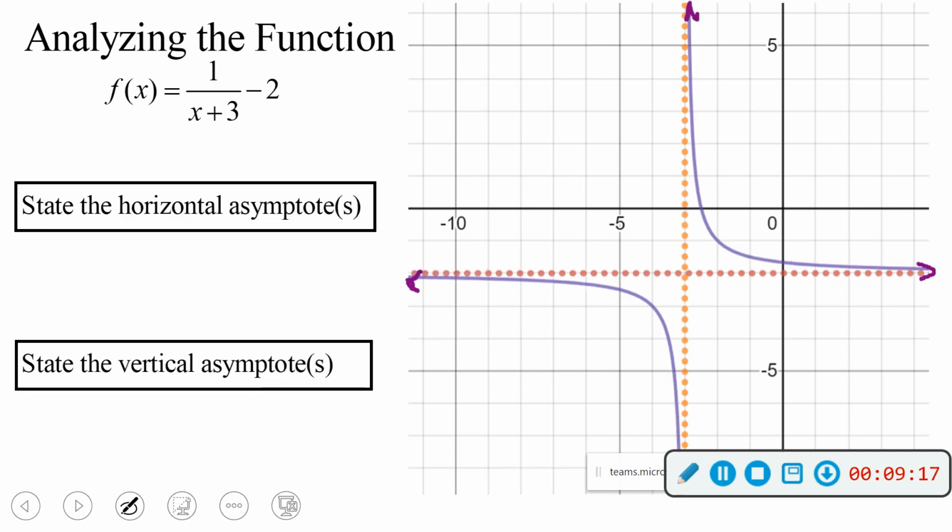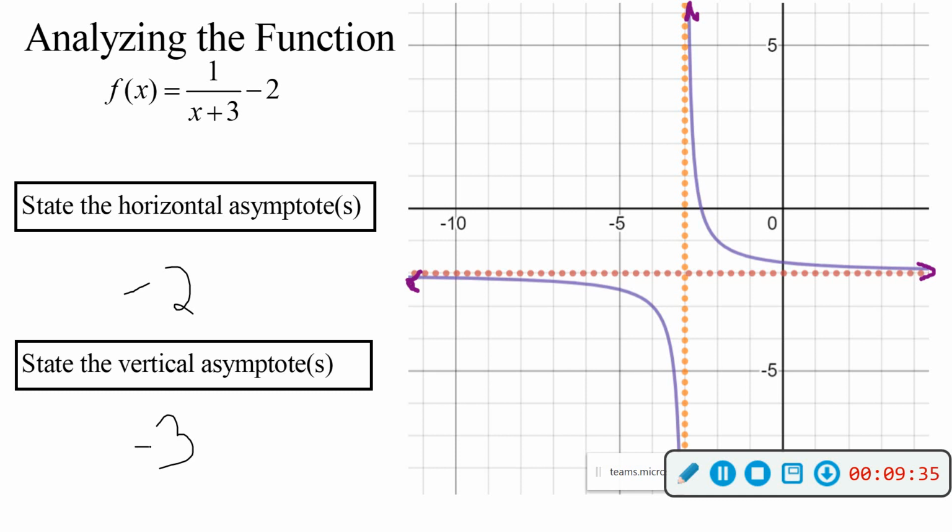Okay, here we go. What are the asymptotes? A big mistake students often make is they go, okay, we have a horizontal at -2, a vertical at -3, done. This will get you no credit. It has to be in the form of an equation.